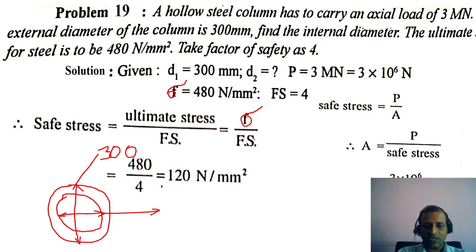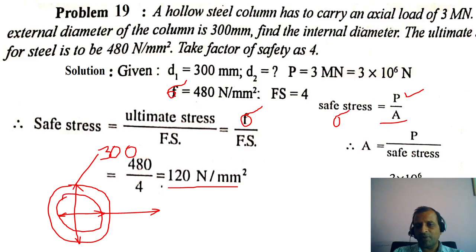So sigma by fs, substitute the sigma value given in the problem, 480 divided by 4 is equal to 120 Newton per mm square, right? So this is the working stress or safe stress. Now we know the stress formula, sigma is equal to P by A. Substitute the safe stress and the load given in the problem, then find out the area. Why do you need to find the area? Because he is asking you to find the internal diameter, and the internal diameter comes in the area.